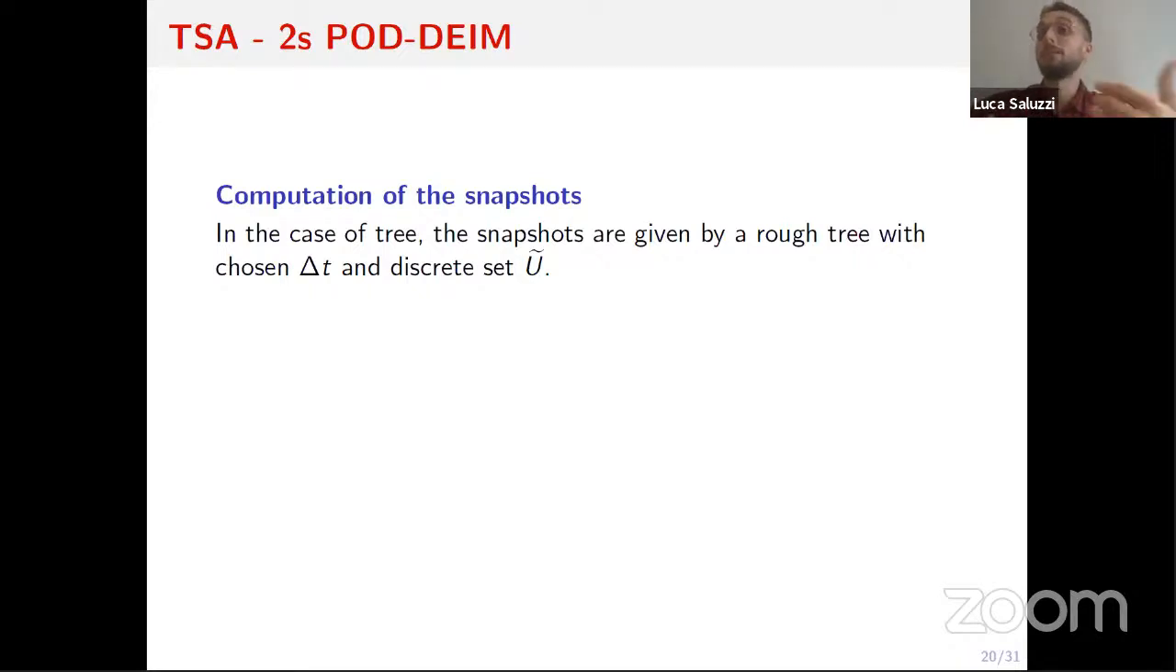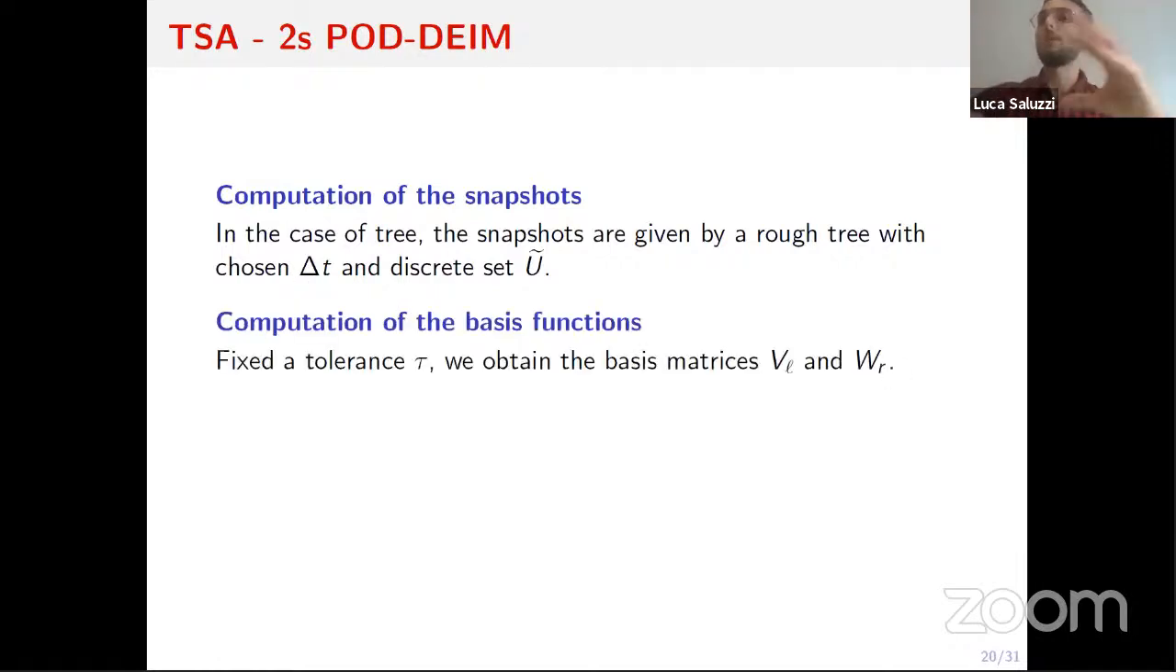Now let's see how to combine the tree-structure algorithm with two-side POD time. First of all, we have to compute the snapshots. In our case, we have a tree, so the snapshots will be just a rough tree. We consider two discrete controls, so a binary tree with a chosen delta t. We are constructing this tree and putting it inside this machine of the two-side POD time, fixing a tolerance tau. We are considering all the snapshots given by the tree, and then by the procedure that I described previously, we can construct the left and the right basis.